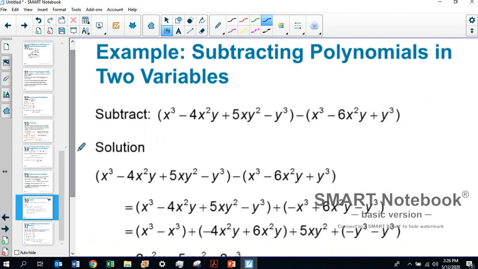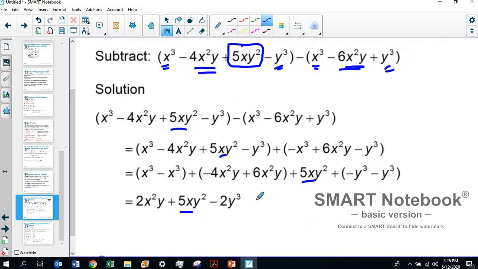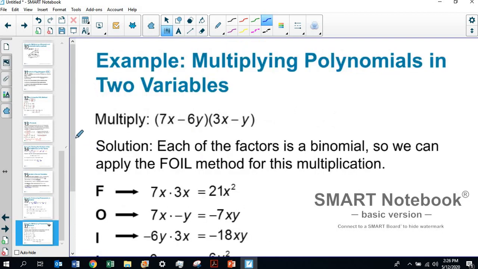And so if you want to subtract two polynomials with different variables in them, then they've got to be exactly the same. 4x squared y is the same like term as 6x squared y. Y cubed is the same as y cubed. X cubed is the same as x cubed. But there is no 5x squared, or excuse me, xy squared over here. And so you can't do anything with that. That just has to come along the whole time. It never gets joined because there's nobody else to join it to. All right, and the x cubes end up canceling each other out. So anyway, it's pretty straightforward. You guys just need to do a lot of practicing.